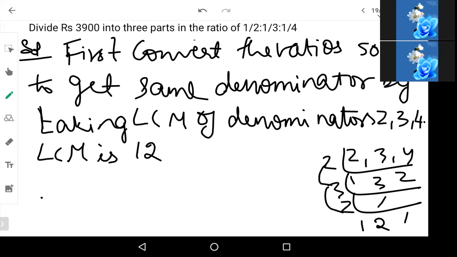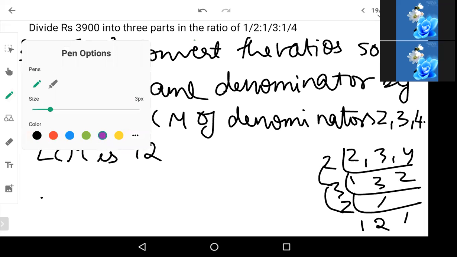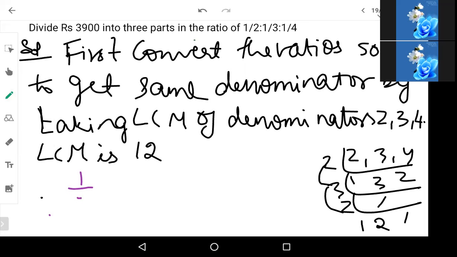Now let us take the first ratio. The first ratio is 1 by 2. Now for 1 by 2, I am supposed to multiply by a number where I will get the denominator as 12. Now which is the number I should multiply? 2 into what will give me 12?